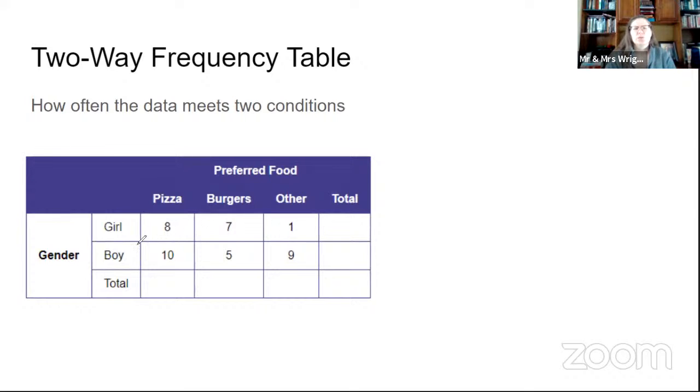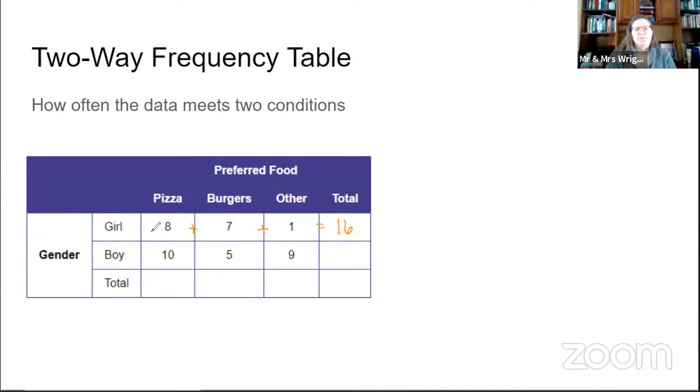So how many total girls were surveyed? Well, there was 16. How would I know that? 8 plus 7 plus 1 equals 16. If I added all these together, it would equal 16, right? 10 plus 5 plus 9 is going to equal 24.